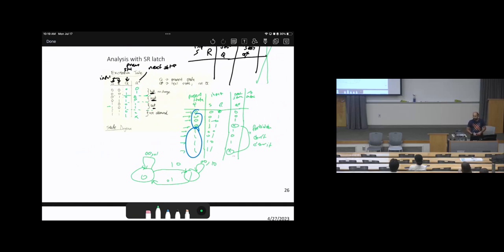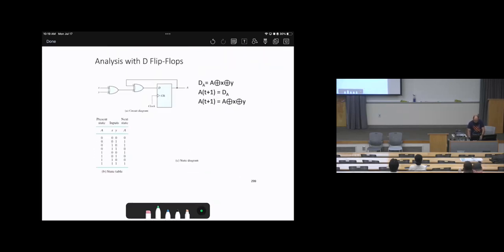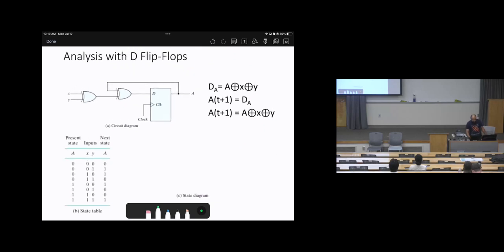Okay? Then we can do this for any other circuit. We can do the state table for a D flip-flop or D latch. We can do it for a gated D latch, gated SR latch, and so on. So you can do that, whatever. So this is one example for doing this. Let's look at another analysis, like analysis with a D flip-flop.